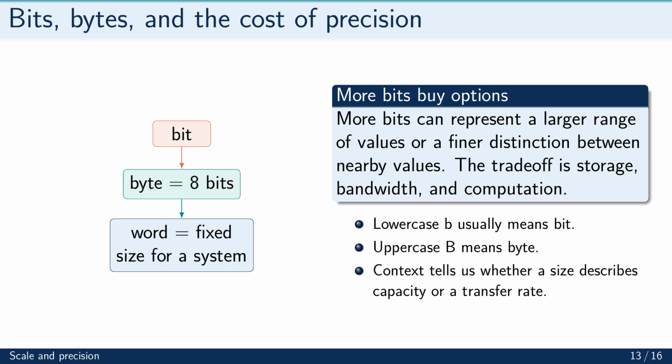When you see a storage specification, ask what is being measured and what unit is being used. Capacity describes how much data can be stored, while a transfer rate describes how quickly data moves. The same prefixes can appear in both contexts, but the concepts are different.